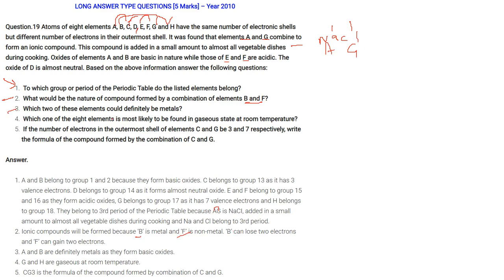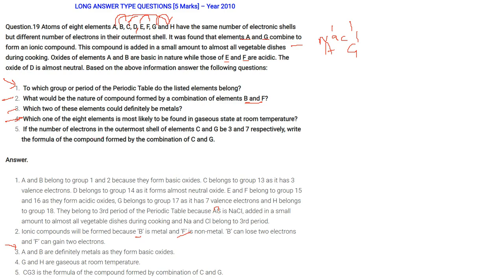Which two of these elements could definitely be metals? So A and G definitely metals, as they form the basic oxides. Fourth is, which one of the 8 elements is most likely to be found in gaseous state at room temperature? So in this fourth, we see G and H. They are the last. So these are gaseous at room temperature.